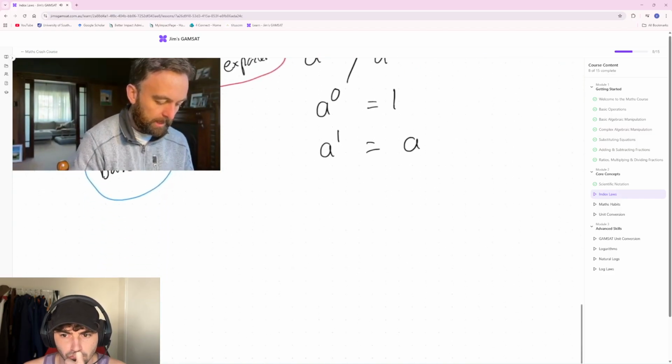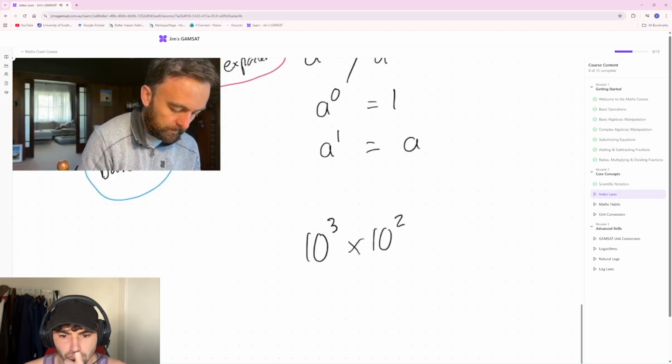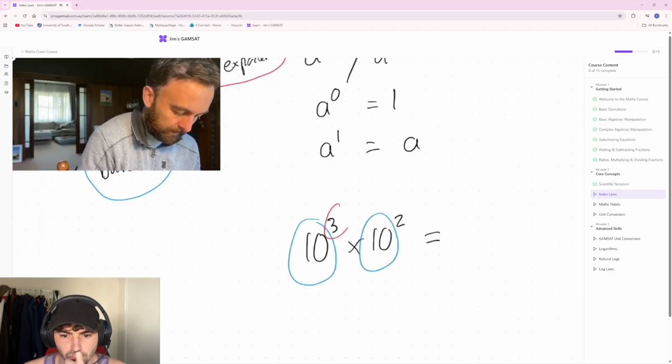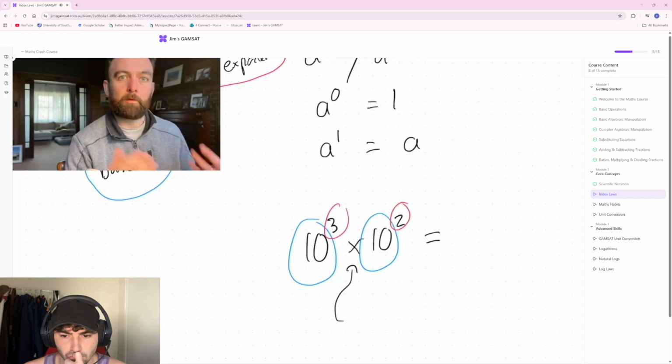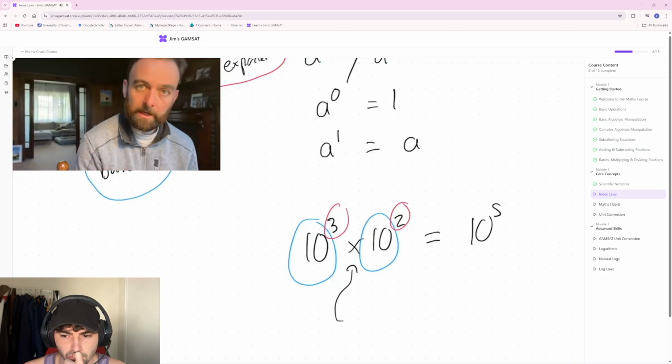So, for example, if we had 10 to the 3 times 10 to the 2, these have the same base, so therefore we can just add the exponents. And I find it quite easy to associate adding with multiplying, because when you multiply numbers, they get bigger anyway. Multiplying, as I touched on earlier in the other video, is really just a glorified adding. So this will become 10 to the 5. We just add together those exponents.